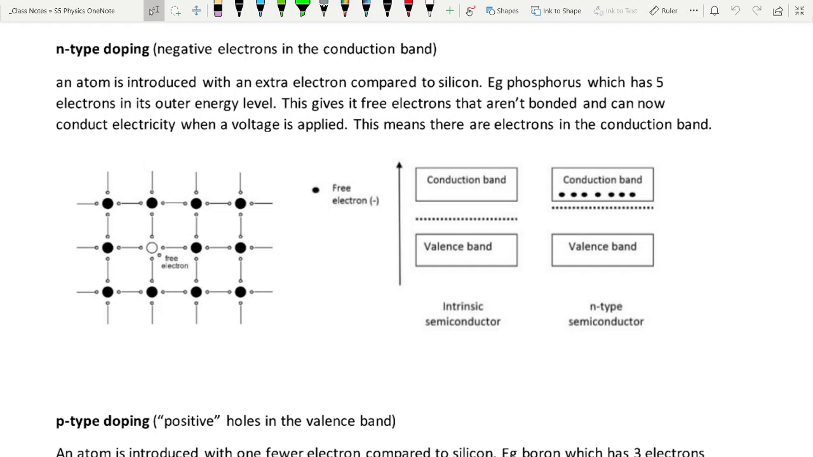So here we have the pure intrinsic semiconductor. We've got conduction and valence band. Here we have an N-type, so represented by some electrons. These dots here are in the conduction band, so they can move around, these extra electrons. The dotted line, you don't need to worry about this, but it's called a Fermi level. So that basically means where electrons are on average. So in a pure one, the energy of electrons is around about midway between the bands. But because we've got electrons here, it's shifted up. Don't need to worry too much about that.